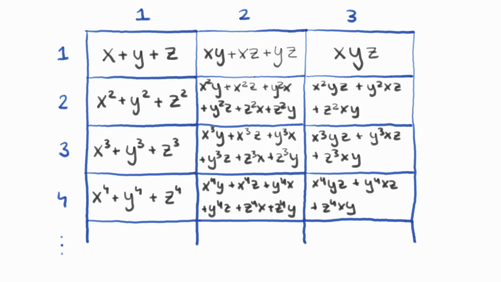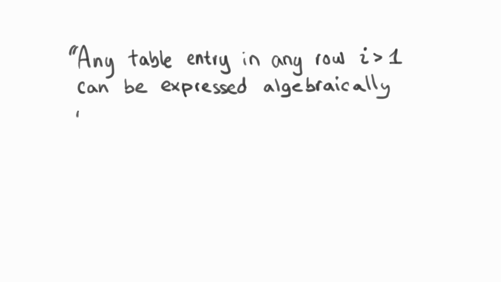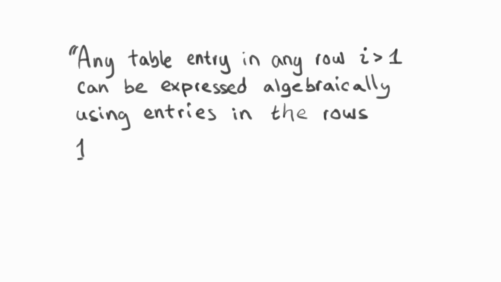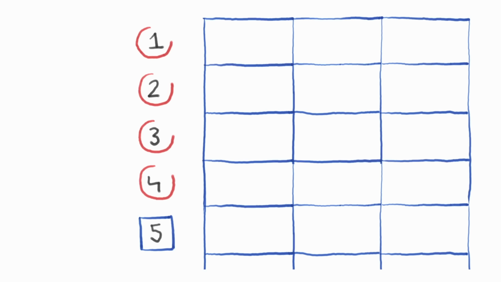Instead of proving the statement directly, we will derive a simple fact about the table. Namely, we will show that any table entry in any row can be expressed algebraically using entries in the rows above it. Let me show you why this is enough to complete our proof. For instance, take the power sum polynomial in the fifth row. According to the proposition we're about to prove, it can be expressed algebraically using entries in the first four rows.